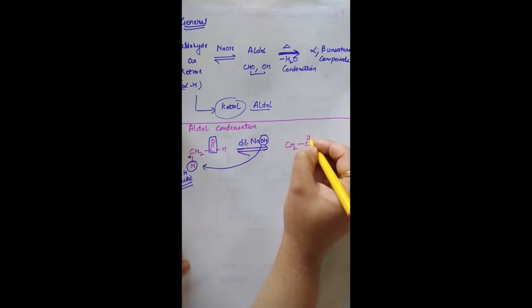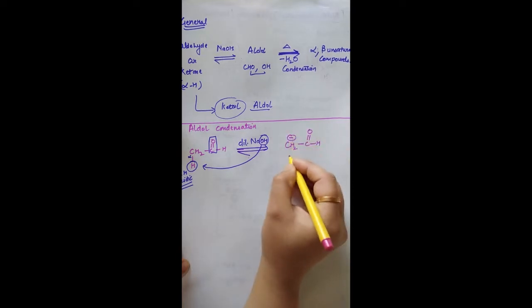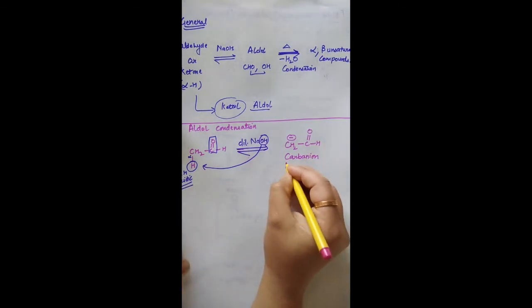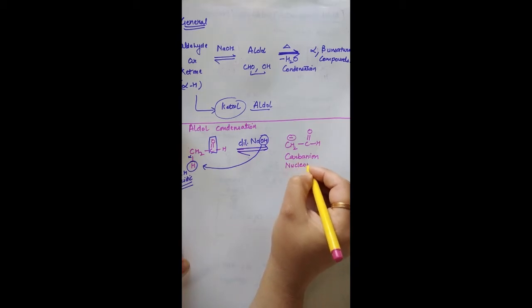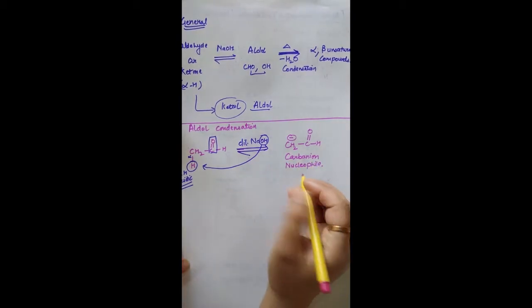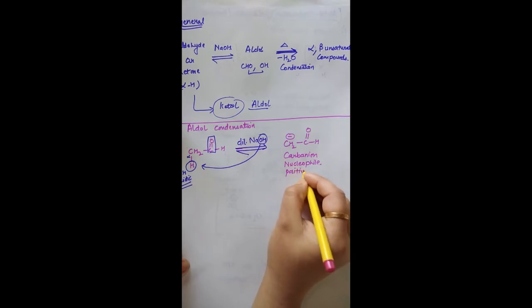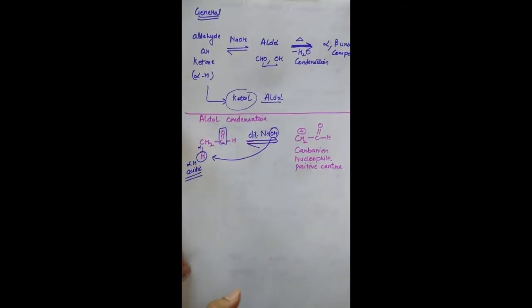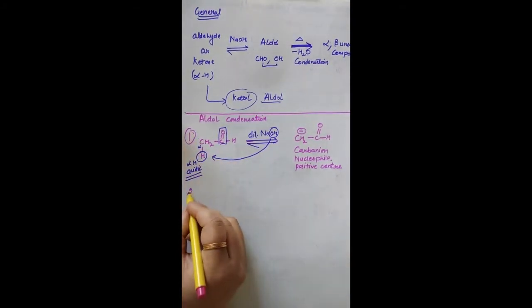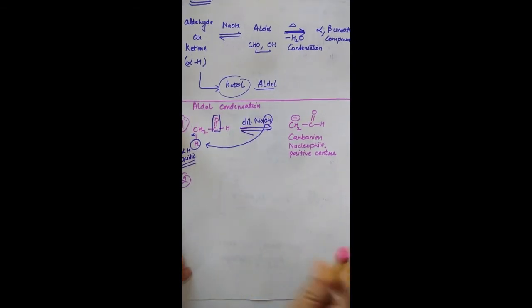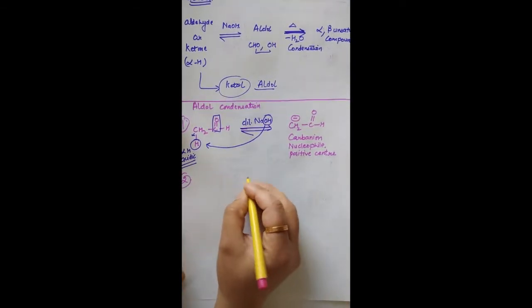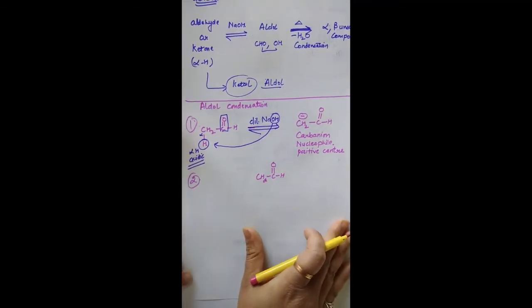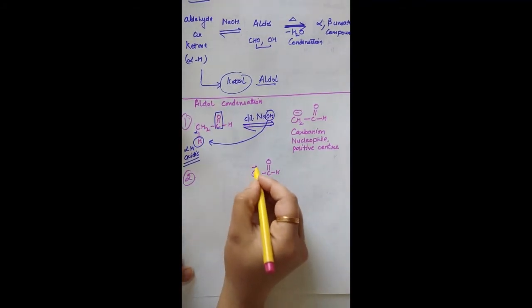Here it will be CH2CHO with a negative charge. This is a carbanion, which will act as a nucleophile, and it will attack at the positive center because it is a nucleophile, so it will try to find out the positive center. So here two molecules are required. So in the first step this happens. Now in the second step, what will happen, this CH2 CH double bond O with negative charge.